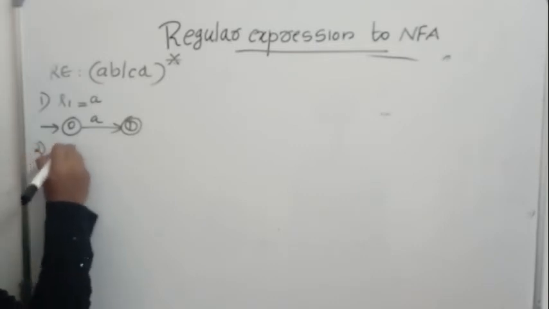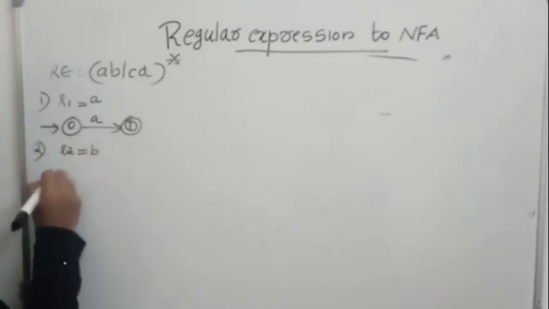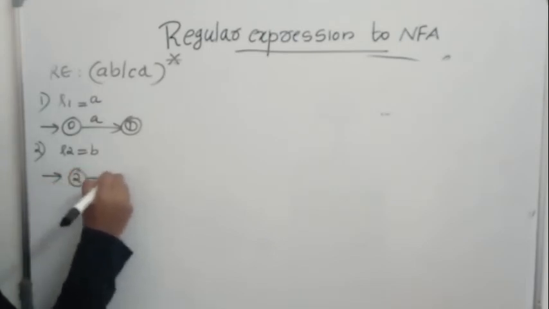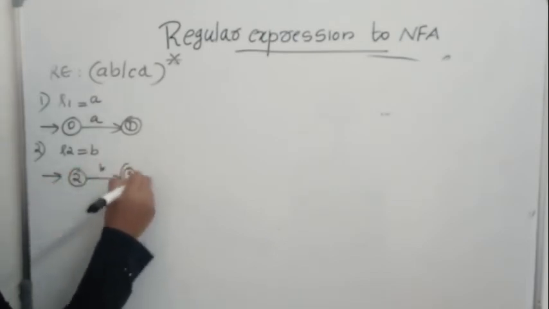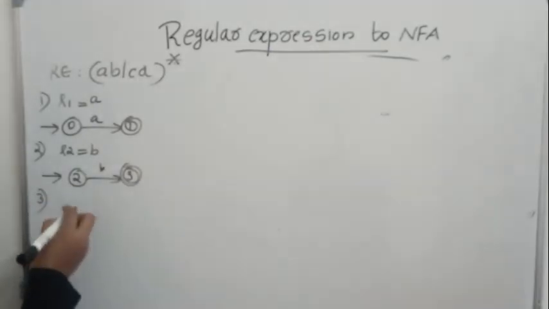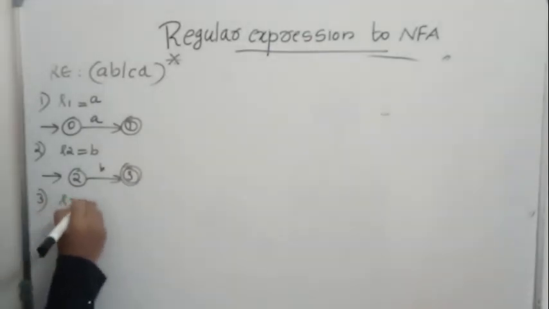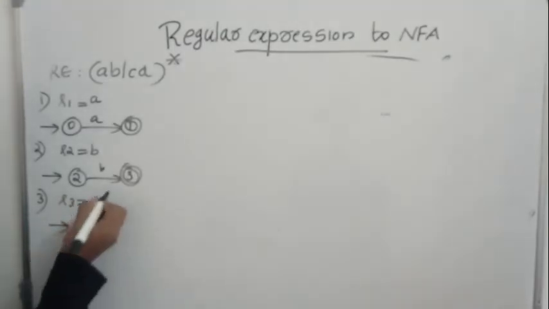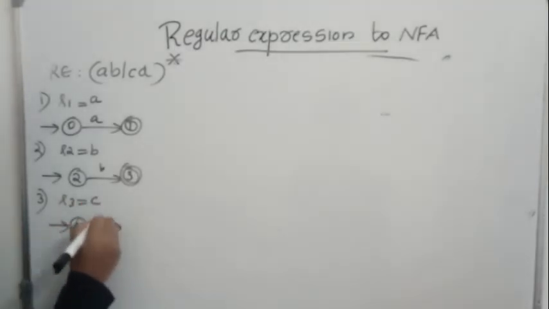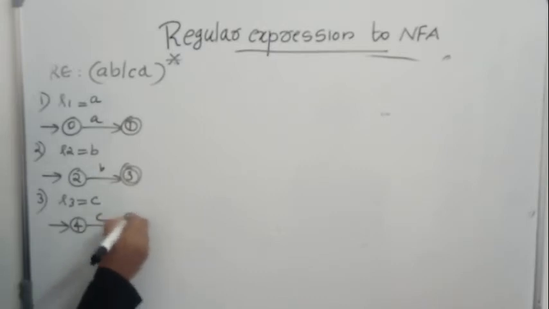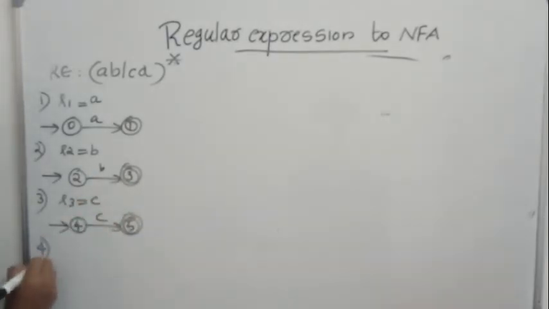Then for B, R2 is equal to B. The NFA is from the start state 2, on B it goes to the final state 3. Now drawing it for C, R3 is equal to C. On start state 4, on C, it goes to the final state 5. Now for D, R4 is equal to D. On start state 6, on D it goes to the final state 7. So these are the NFAs for A, B, C and D.